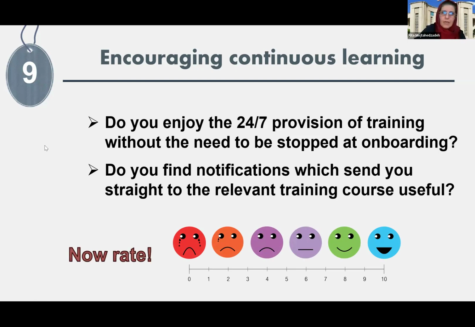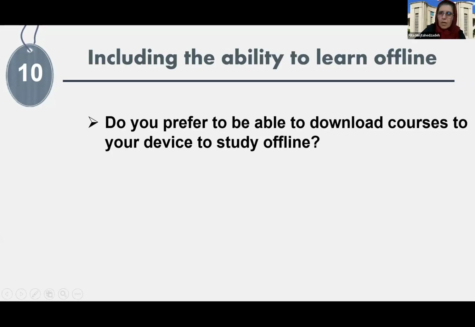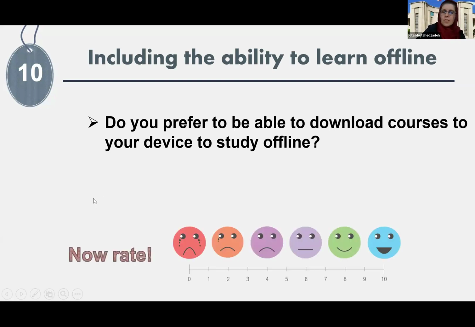And the 10th tip is including the ability to learn offline. Do you love it? 1 to 10, please. You can download something and then watch it whenever you want, besides having it online. Oh, we have a 1. Okay, thank you. So most of you prefer to have the ability to study offline as well as online.